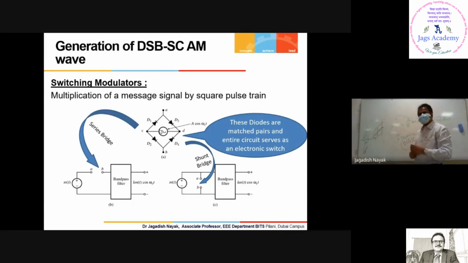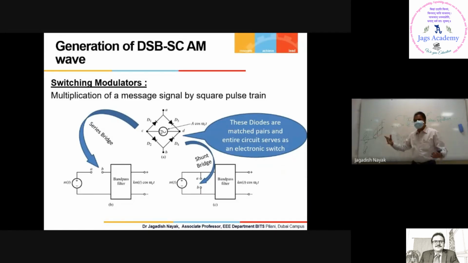Signals and systems are very important for your DSP, for EC students, and also here. Have you understood this? Now, see here. The principle is very simple.